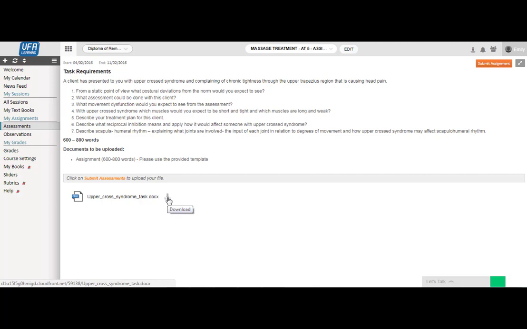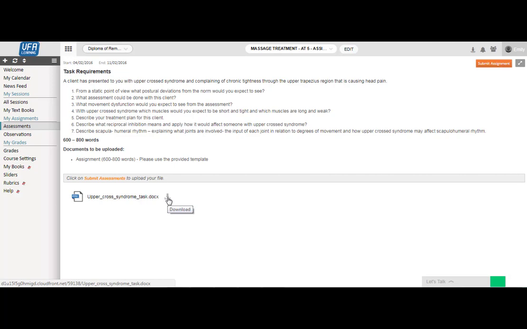So from a static point of view, what postural deviations from the norm would you expect to see? So think about what you might expect to see through their head, through their shoulders, through their back. Number 2, what assessments could be done? Okay, so don't just think about your range of movement testing, but also think about some special testing. What kind of postural assessments may you do as well?